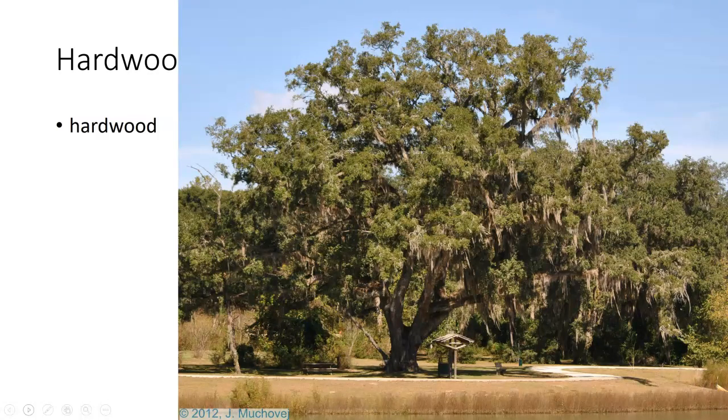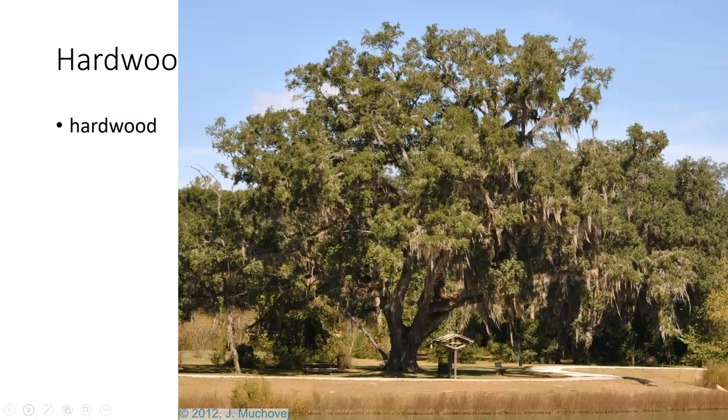Another term we use is hardwood versus softwood. Hard versus soft. Now this really has nothing to do with the density of the wood, but rather it has to do with the type of tree it comes from. Hardwood comes from dicots. Trees that are dicotyledonous, that have two cotyledons in the seed, and that would be something like this oak tree here. And you can see this is an absolutely gorgeous, massive tree, and it produces a hardwood.